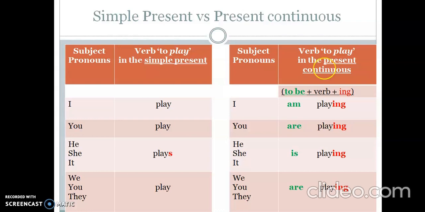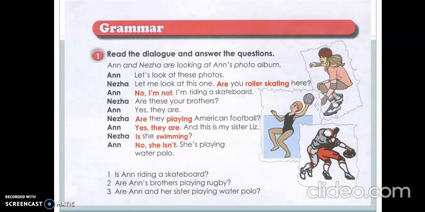Now let's move on to page 68. We've got a dialogue and a couple of pictures. Here we have Anne and Nizha. We have two people, Anne and Nizha, who are looking. Here the verb is to look. We have the verb to be, look, ing. It's in the present continuous. It means now, at this moment, Anne and Nizha are looking. Are looking at what? They are looking at a photo album, Anne's photo album.